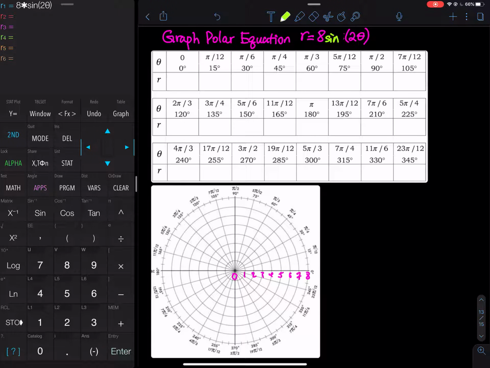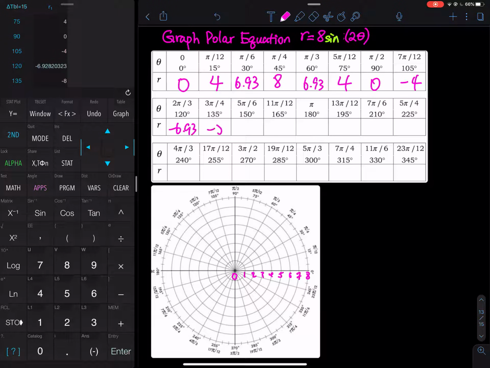Now let's check out the table values. You go to 2nd and then graph, and you see all the table values. When x is equal to 0, r is equal to 0. For 15, we have a 4, then 6.93, rounded, then 8, and then 6.93 again. Then 75, hit the down arrow, 75 we have a 4, then a 0, then a -4, -6.93, -8, -6.93, and then -4, 0.